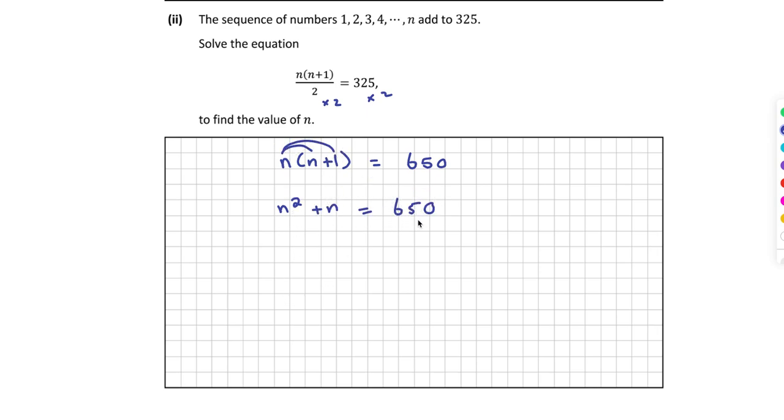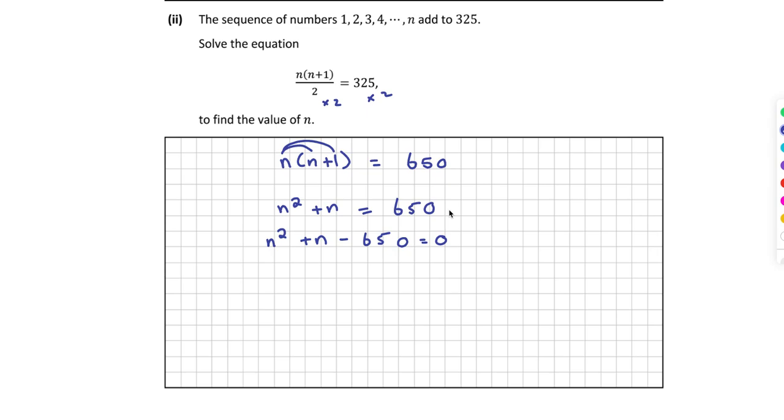Now what I want to do is take away 650 from both sides, and I'm going to get my quadratic equal to 0. That's why I took away 650 from both sides: I wanted to get my quadratic equal to 0, because I can only solve a quadratic when it is equal to 0.